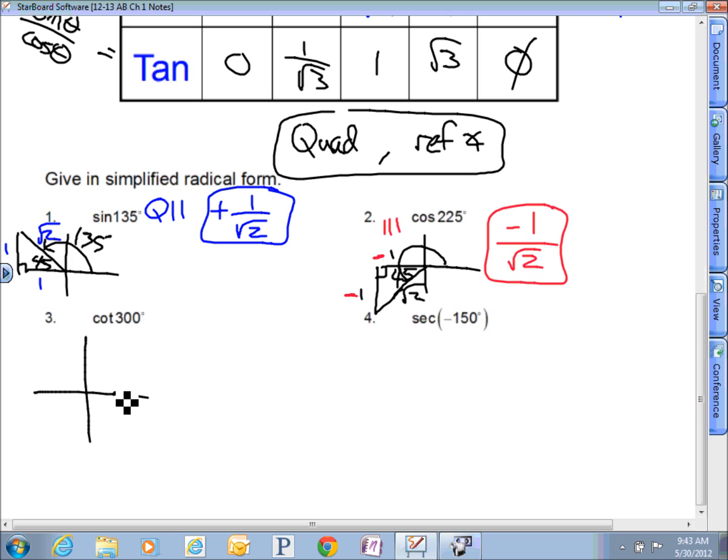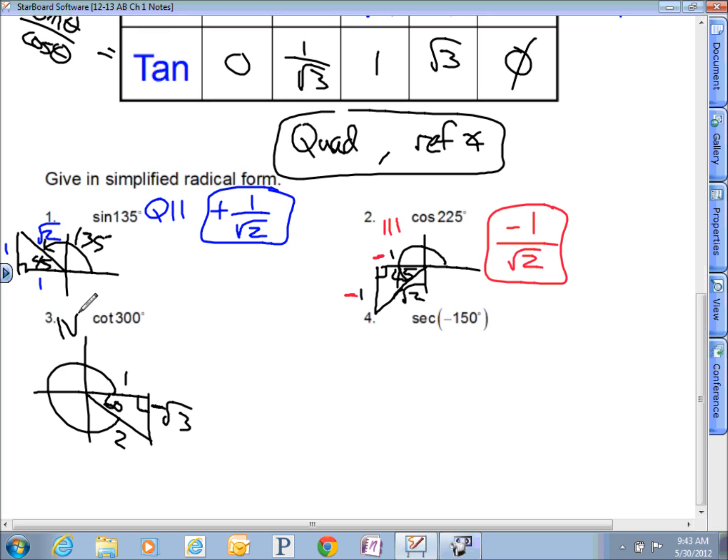300 degrees would tell us to rotate to about 60 degrees short of the horizontal, and again, remember, the reference triangle always comes off the horizontal. So fill your signs in. Here's a 1, here's a root 3, and here's a 2. The 1 would be positive, the root 3 would be negative because we're in quadrant number 4.